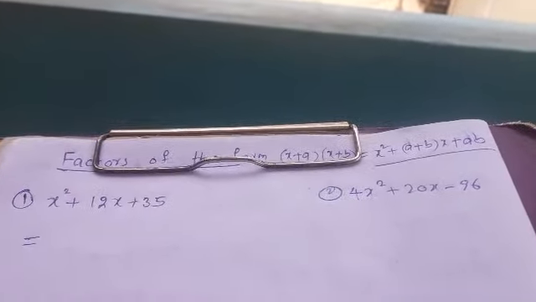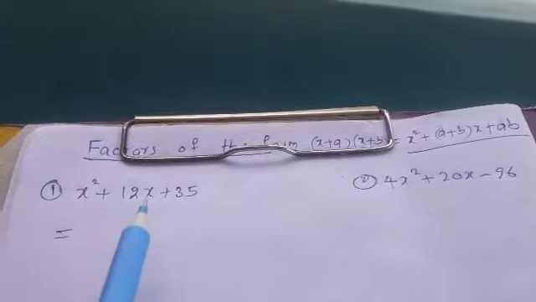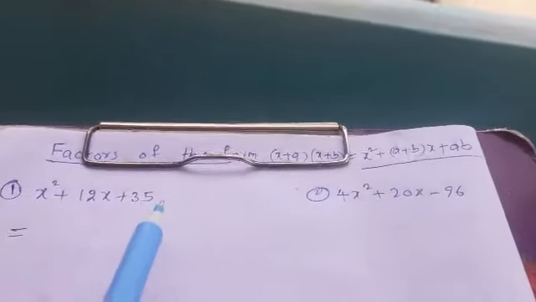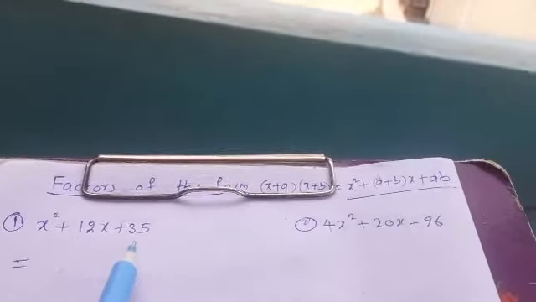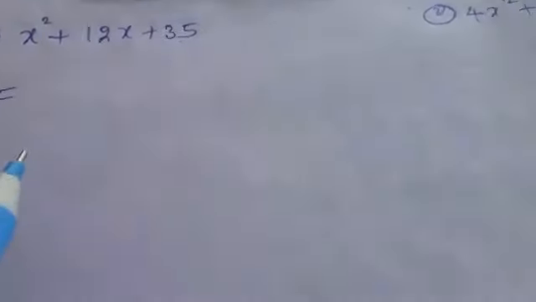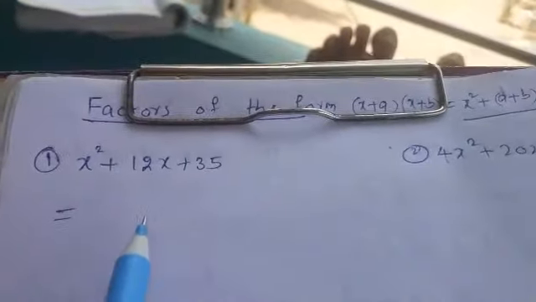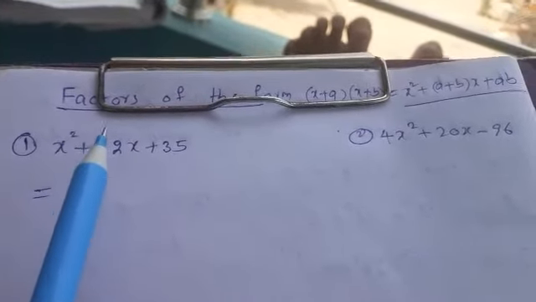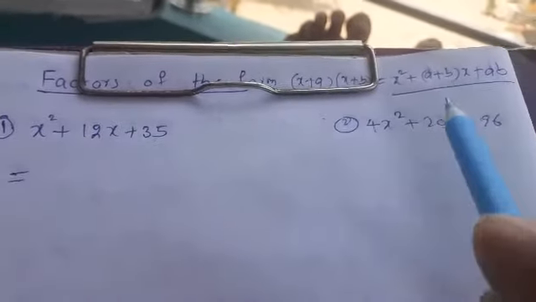Here, see this x² + 12x + 35 cannot be factorized using the previous methods. If we take the identities, 35 is not a perfect square, so we can't proceed using identities. There is no common factor for these three terms, so we can't regroup that. We can't factorize using the method of common term, and we can't group the terms. So let us use this method.